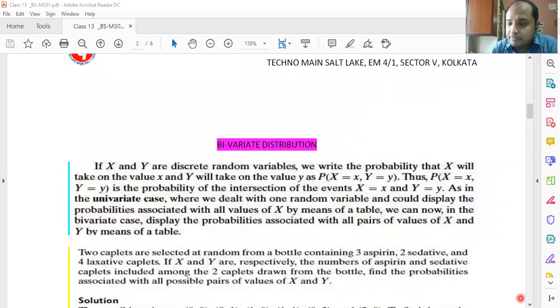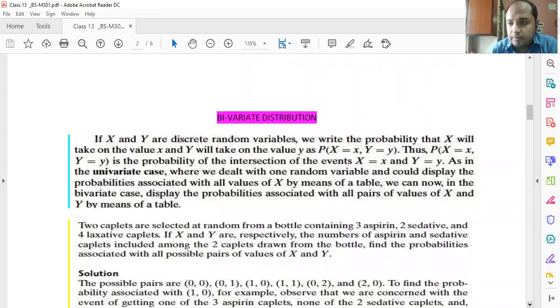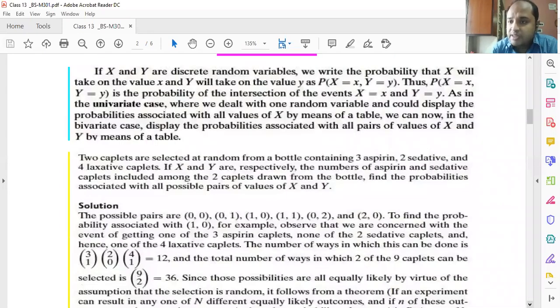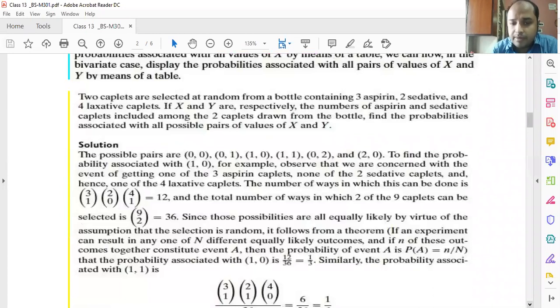We shall first of all try to solve this particular problem. We will try to understand what is being said over here by the joint probability. What do we mean actually? First of all, you read the question, you note down the question. The question says: two caplets are selected at random from a bottle containing 3 aspirin, 2 sedative, and 4 laxative caplets.